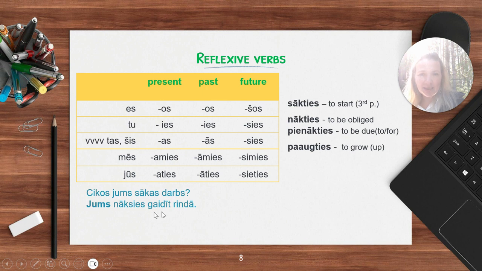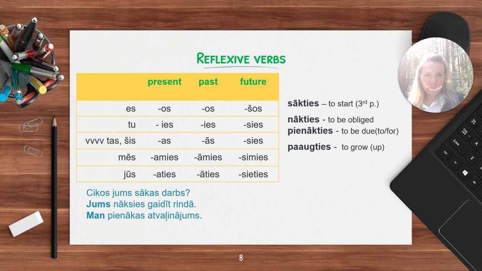Cikos jums sākas darbs? So for sākas, third person only. Jums nāksies gaidīt rindā. Jums, as I said, the personal pronoun will be in the dative, or the logical subject will be in the dative form, and then a reflexive verb like a third person here. Jums nāksies. In this case, I'm using the future form. Man pienākas atvaļinājums, so I earned my vacation. I've been working for several months, so I must have a vacation now.